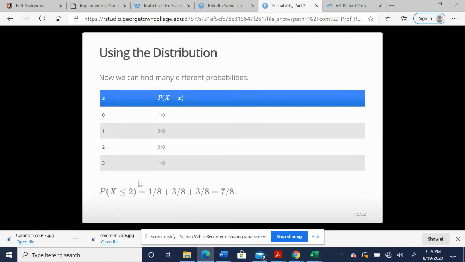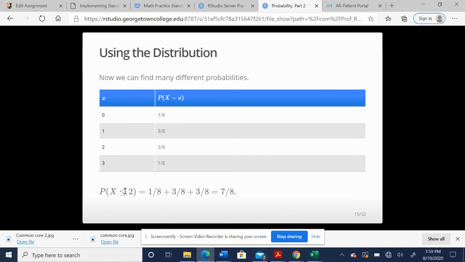Now, put that in context of the situation. Okay, now what does that mean? X, remember, represented the number of heads in a 3-coin flip. So we're looking for the probability that the number of heads in a 3-coin flip is less than or equal to 2. Well, which results then would meet these conditions?